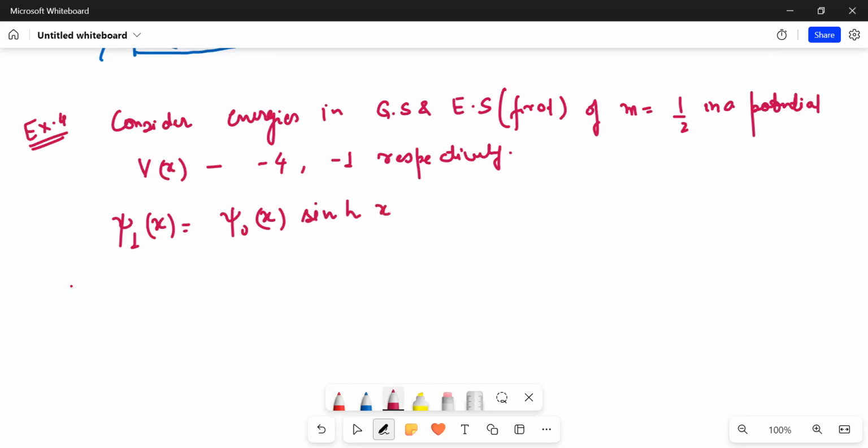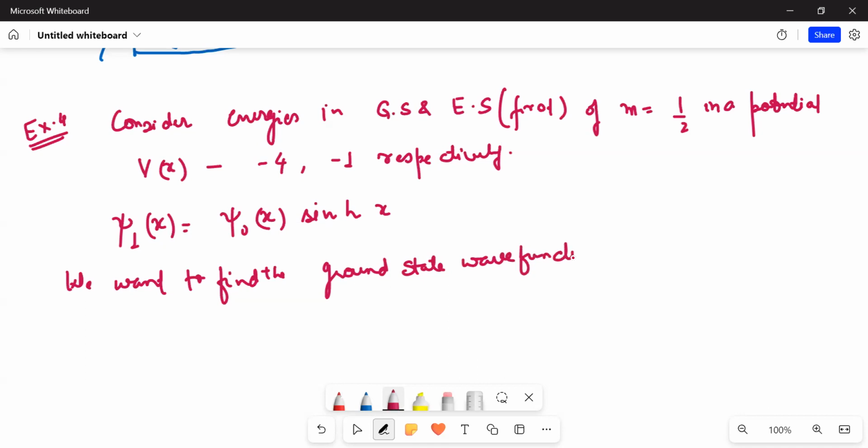Now from this given hint, we want to find the ground state wave function. So just think about it. I'll start in a minute or so.